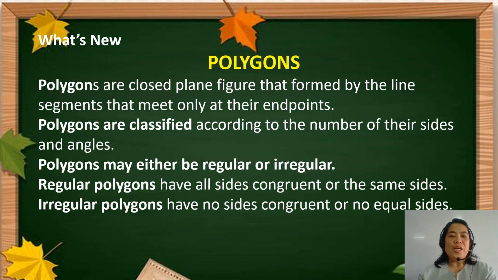Polygons. Polygons are closed plane figures formed by line segments that meet only at their endpoints. Polygons are classified according to the number of their sides and angles.